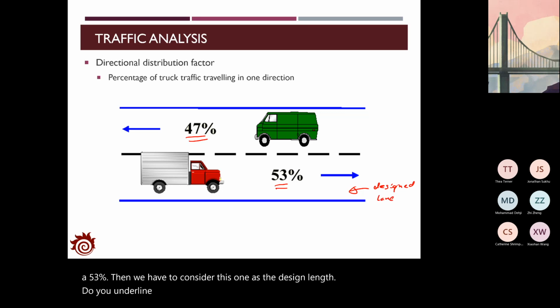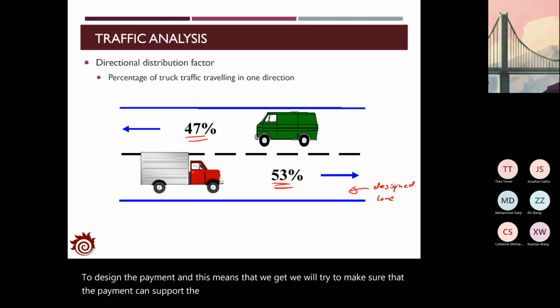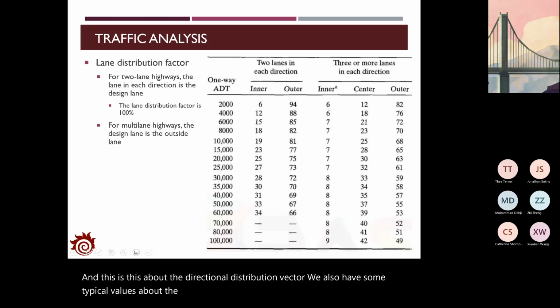So we will try to use the 53%, the one with a larger value, to design the pavement. And this means that we will try to make sure that the pavement can support the worst case with the highest volume of trucks. And this is about the directional distribution factor. We also have some typical values for the directional distribution factor. Usually for the two-lane highway, the lane in each direction is the design lane.